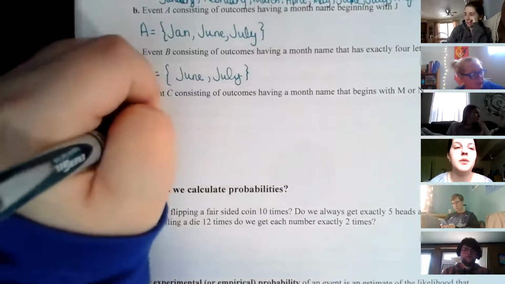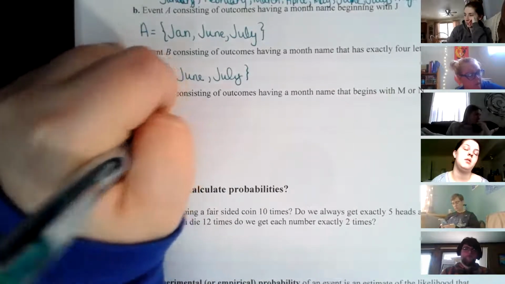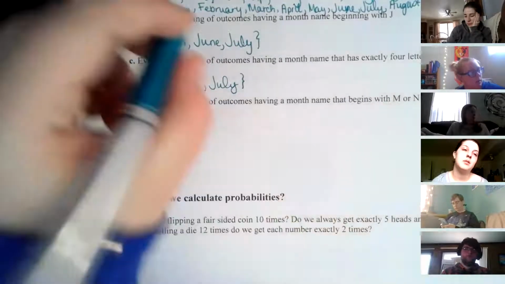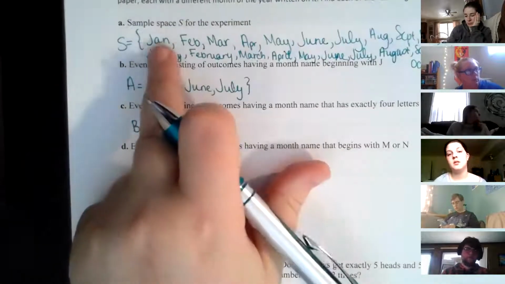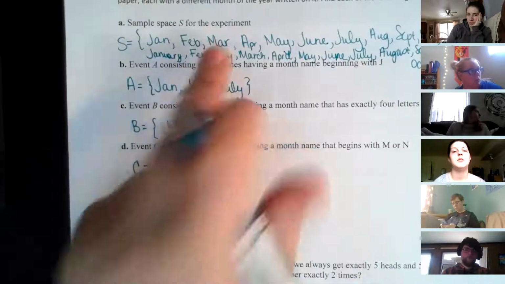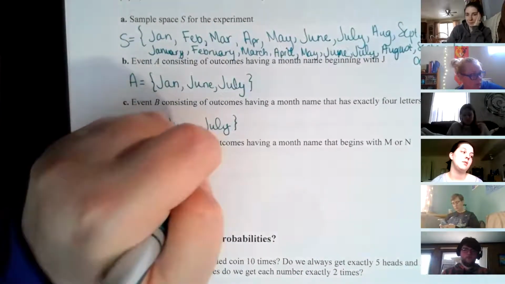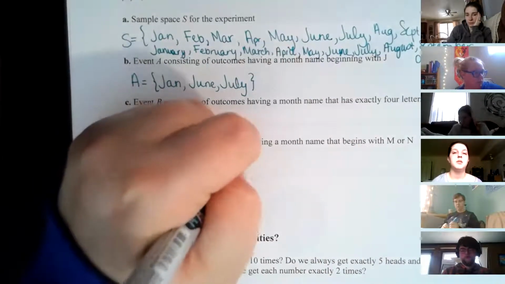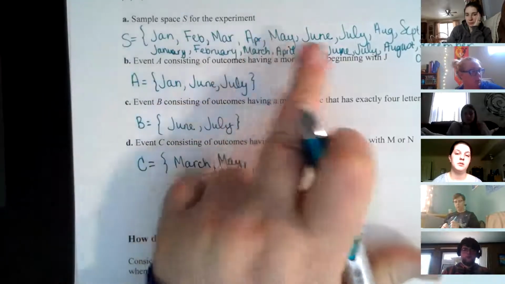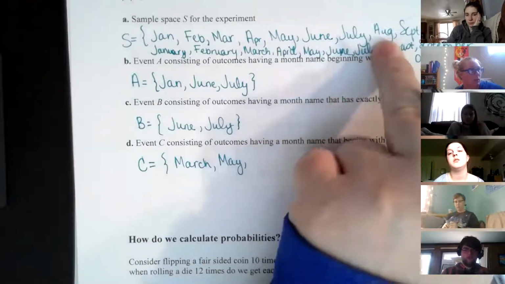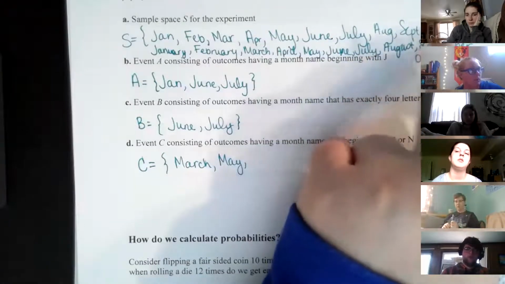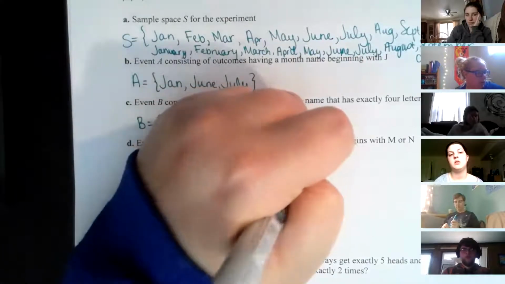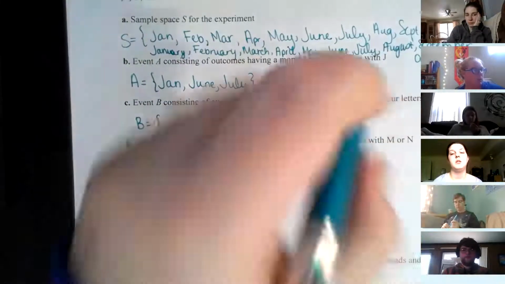And now if I look at this event C, where I'm talking about months that begin with an M or an N. So not January, not February. March works. Not April. May works. June, no. July, no. August, no. September, no. October, no. November works. And then December, no.